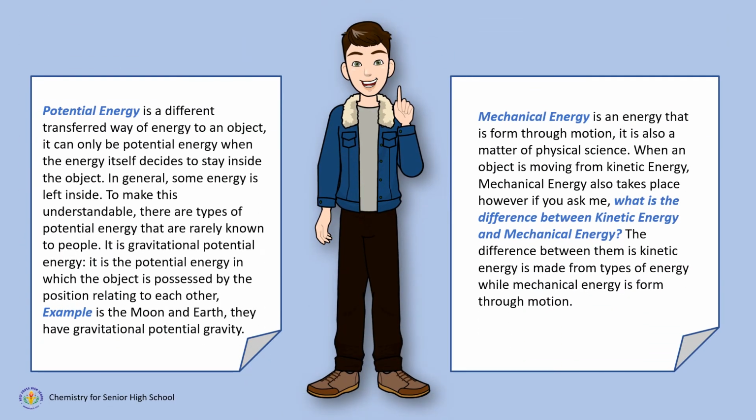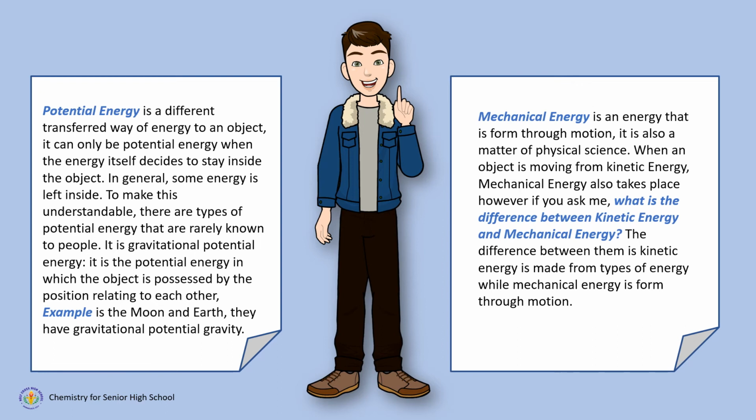Third is potential energy, which is a different way energy is transferred to an object. It can only be potential energy when the energy itself stays inside the object. In general, some energy is left inside. To make this understandable, there are types of potential energy that are rarely known to people. One is gravitational potential energy. It is the potential energy an object possesses because of its position relative to another object. An example is the moon and earth. They have gravitational potential energy.